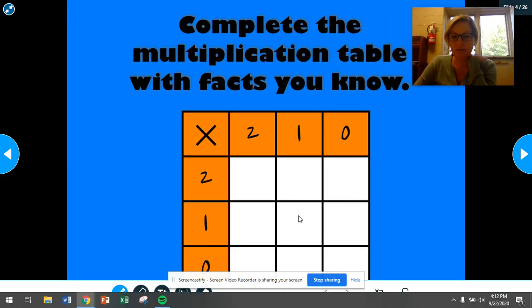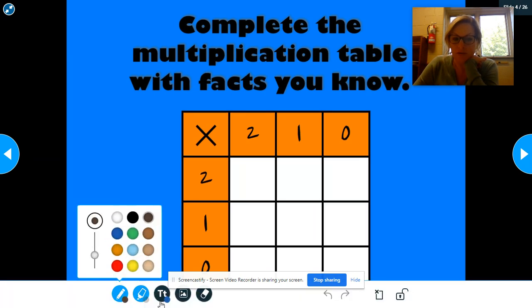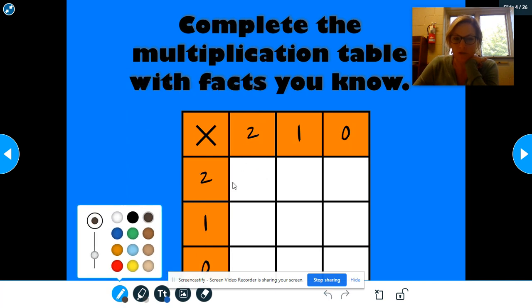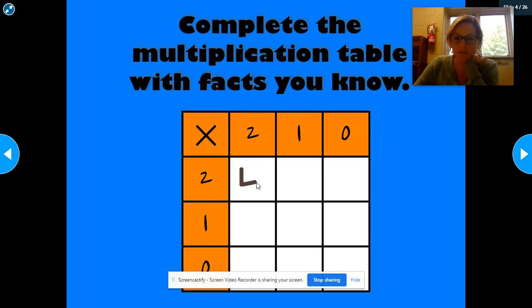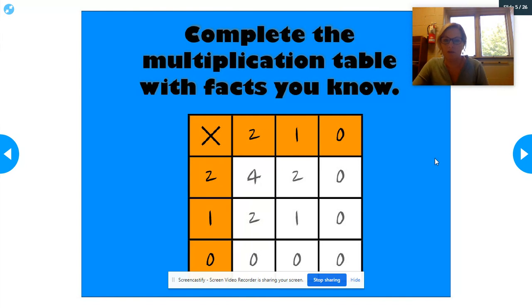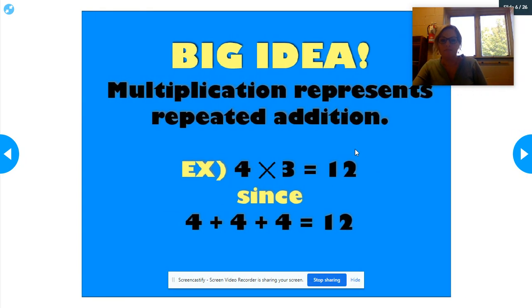So complete this table. You should know how to do this. Like, what's 2 times 2? You can do text, it doesn't matter. I'm just going to do this. I think it's easier. 2 times 2 is 4. Complete these, fill them in. 1 times 2 is 2.